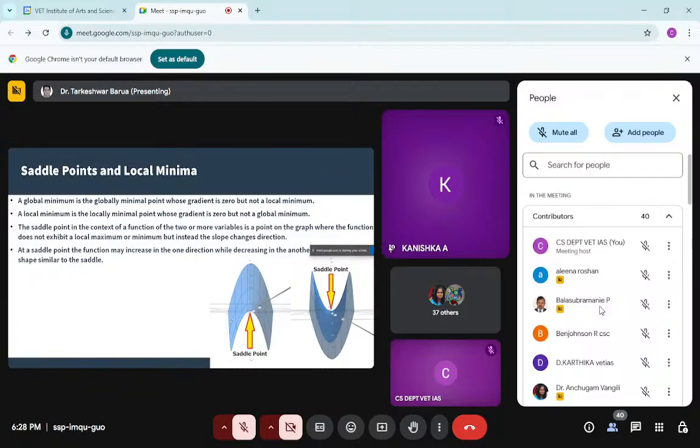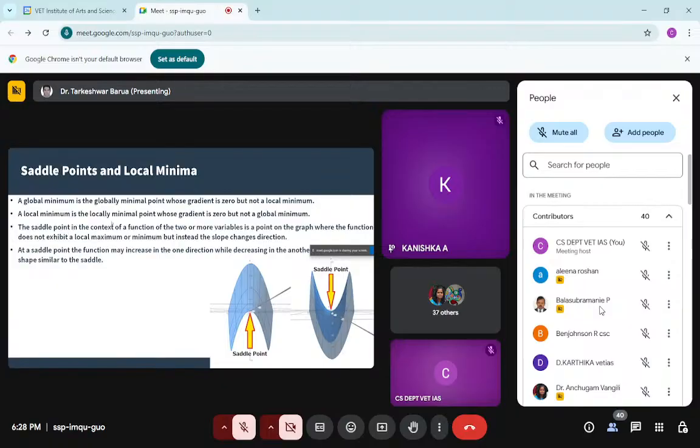Oval part, top side or bottom side. This part is known as the saddle. A saddle is a point whose gradient is zero, but which is not a local minimum. So this is a local maximum and minimum, global minimum and local minimum.